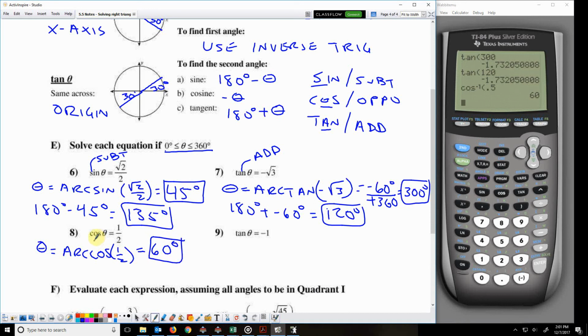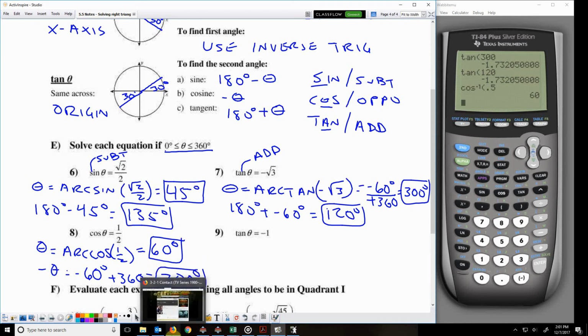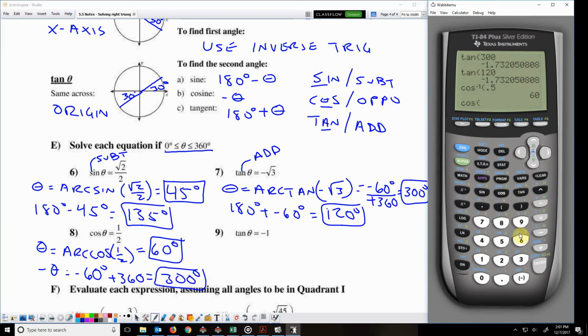Cosine has an O for opposite. So the opposite of theta is negative 60 degrees. And that is not between 0 and 360, so I need to add 360, and I get 300 degrees. So to check that, 1/2 is 0.5, I really don't need to put that in. Cosine 60 and cosine 300 both equal 1/2, or 0.5.